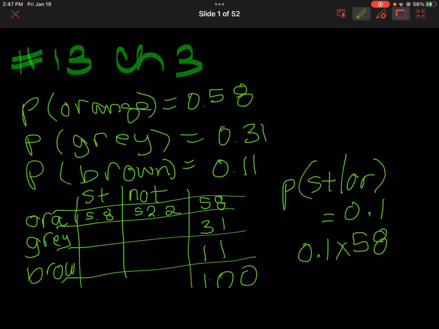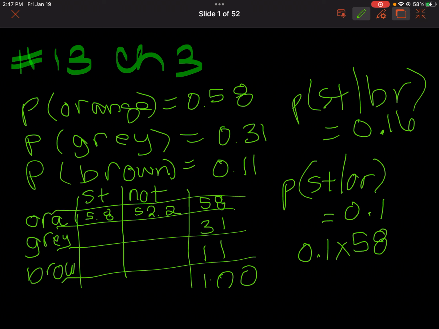And so see, we can do the same thing for the other ones. So I've got that the probability of stripes given brown is 0.16. Well, I have 11 brown cats, so if I do 0.16 of 11, I'll get 1.76. And there were 11 total, so if that many have stripes, then 9.24 of them do not have stripes.